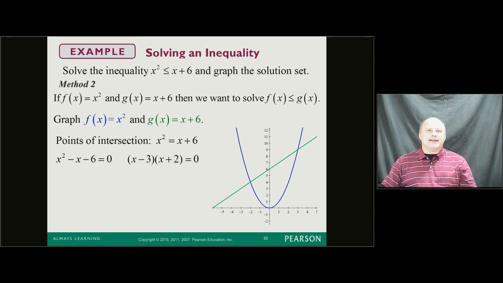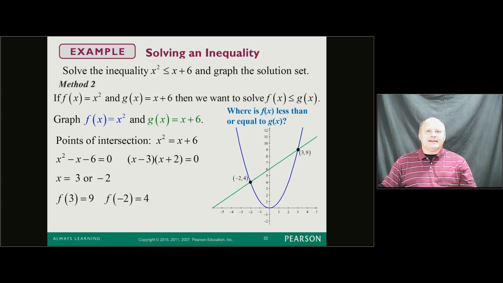So x minus 3, x plus 2. And so 3 and negative 2 are the points of intersection. And they put those points on the coordinate plane. Negative 2, 4, and 3, 9. So again, the question is, when is the function less than or equal to g of x? When it's below it. So they're going to put that in red where that's going to happen.